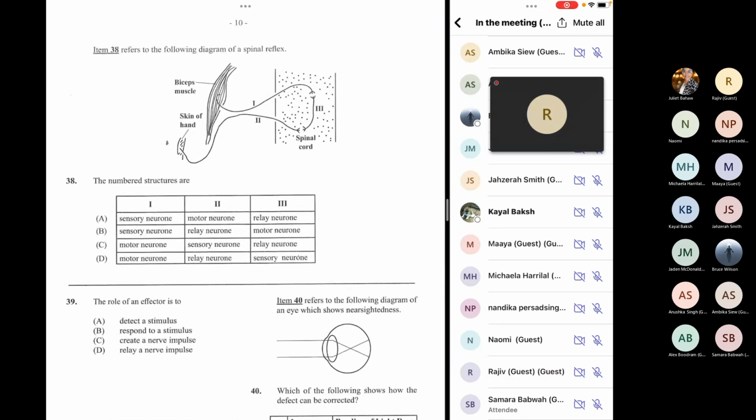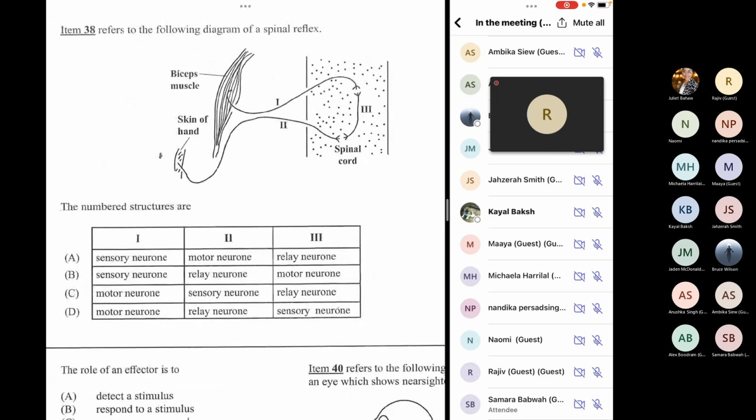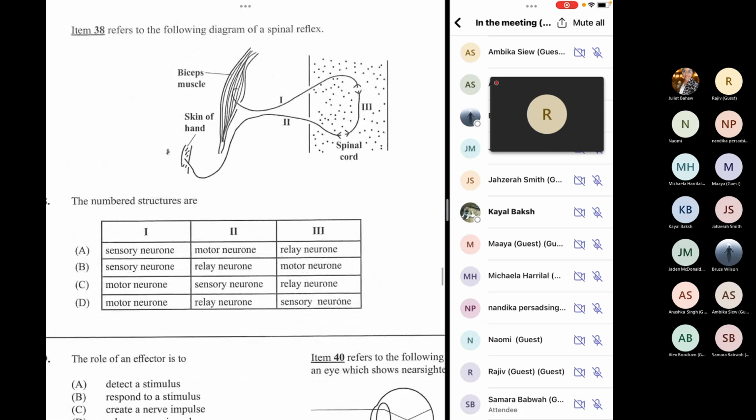All right, 38, I'll read it. The numbered structures are, now you have to be careful with these lines. So you're seeing one is connected to the skin, one tip is connected to the muscle. Anytime you see something connected to the muscle, that is effector. Muscles or glands is effector. So you're starting from skin of hand. So it's always 2 will be sensory, 3 will be the relay. Relay is situated in the spinal cord. And from the relay, the response is given off by the motor, which is 1. So this one would have been C.